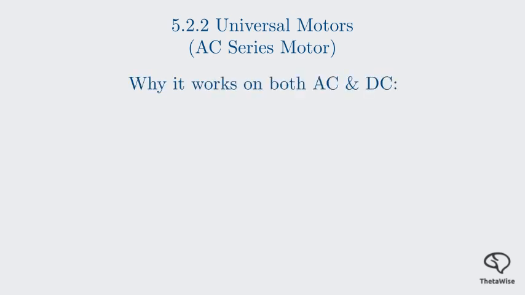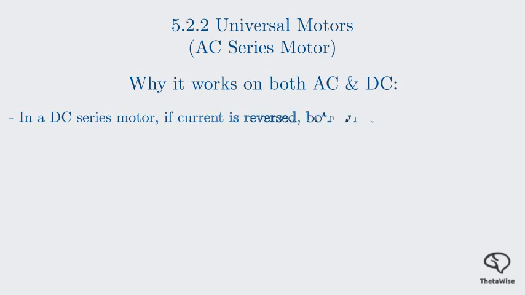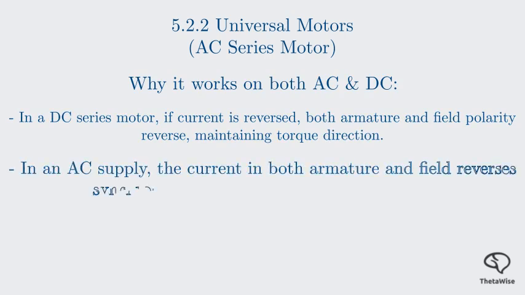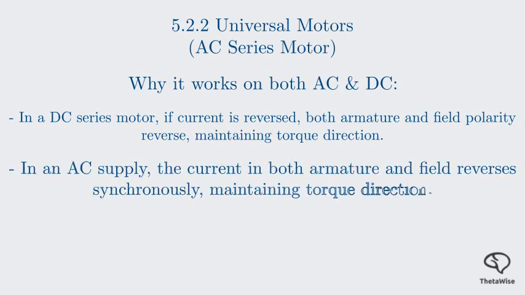Let's quickly see why it works on both. In a DC series motor, if current is reversed, both armature and field polarity reverse, maintaining torque direction. In an AC supply, the current in both armature and field reverses synchronously, maintaining torque direction.